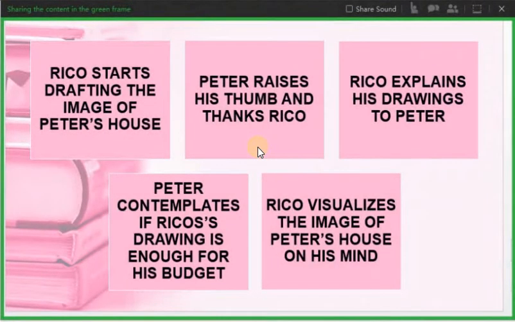Definitely the channel is the actual transmission of the message, where the drawing is done and Rico explains it to Peter. Peter thinks that the drawing is good, and after some time he agrees. He showed his stamp of approval. I hope that everybody clearly understands the different elements that contribute to the communication process.